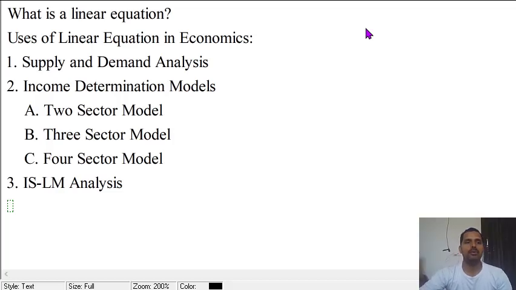In this video, we will learn what is a linear equation and the uses of linear equations in economics. There are many uses of linear equations in economics. In particular, here we will see supply and demand analysis, the income determination model, and IS-LM analysis. Within the income determination model, we have the 2-sector model, 3-sector model, and 4-sector model. We will see it briefly with some examples.